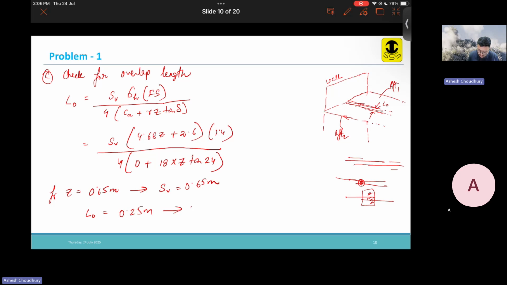So what you can do, you can use a minimum of 1 meter throughout. It's 1 meter overlap throughout the height, all the layers. 1 meter L naught you can use.